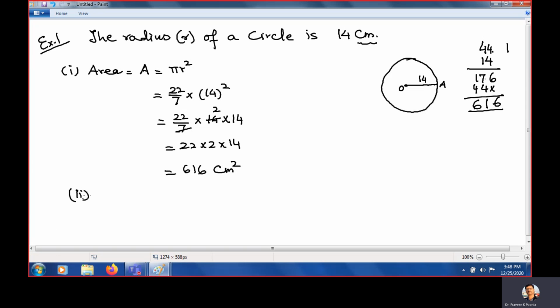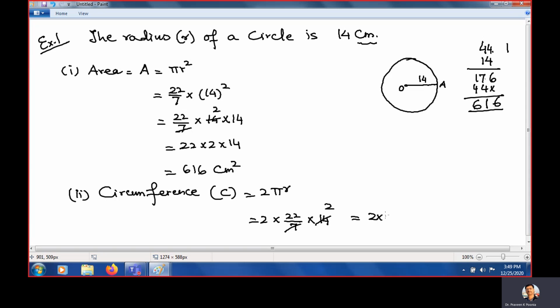Okay, and number 2 is the circumference. Circumference is C. It is 2 pi r. 2 times 22 upon 7 times r, which is 14. Now 7 times 2 is 14. So it is 2 times 22 times 2. So it is 88 centimeter. So if this is 14, this length is called the circumference. This length of circumference from A to A is 88 centimeter. This you need to remember. Okay, so this is one type of question when the radius is given and you are asked the area and circumference of the circle.